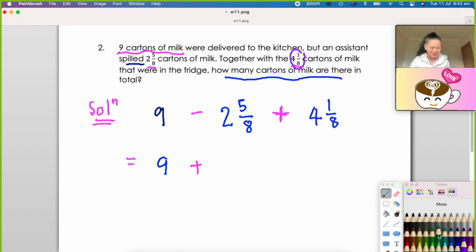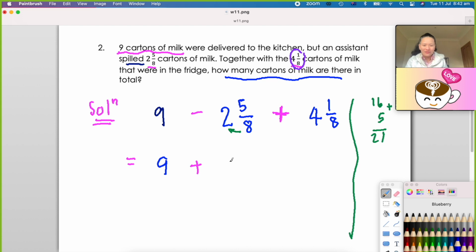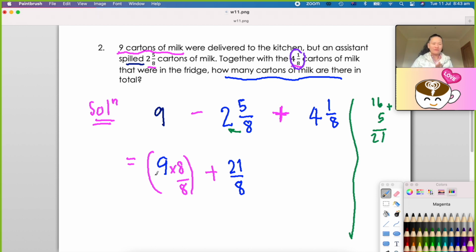8 times 2. What is 8 times 2? 16. Yeah, this one is our workout. 16 plus 5, what is it? 21. So now I have 21 over 8. Oh, one thing about 9. I know that the denominator is 8. For 9, we multiply by 8 over 8. Do you remember how to change a whole number to an improper fraction? Grace, do you remember? Yeah, we need to multiply. We would like to have denominator 8, so we need to multiply it by 8 over 8.